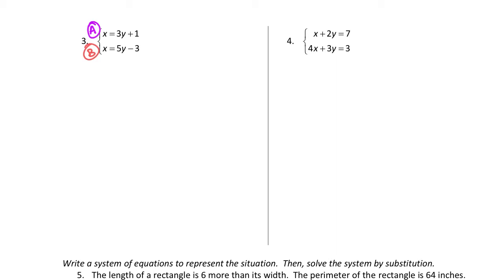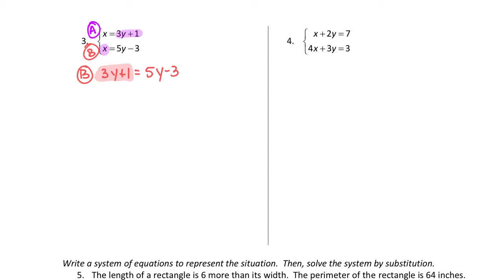I'm going to go ahead and use equation A. I'm going to take this 3y plus 1 and I'm going to substitute it for the x in equation B. So remember what I've done here is I've replaced that x in equation B with the 3y plus 1 from equation A. And now I'm going to solve for y.